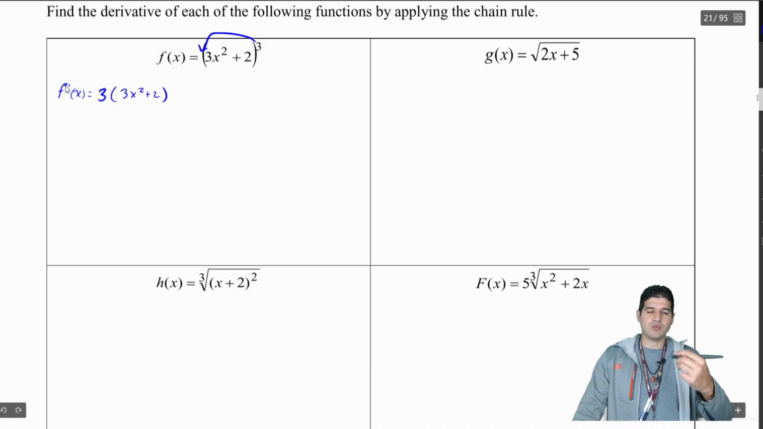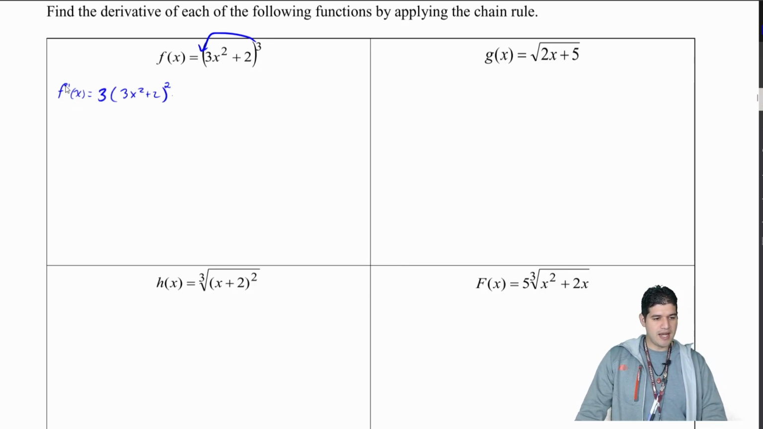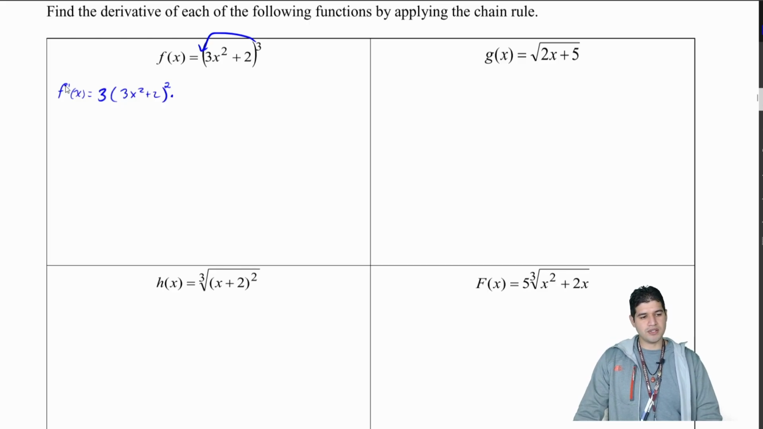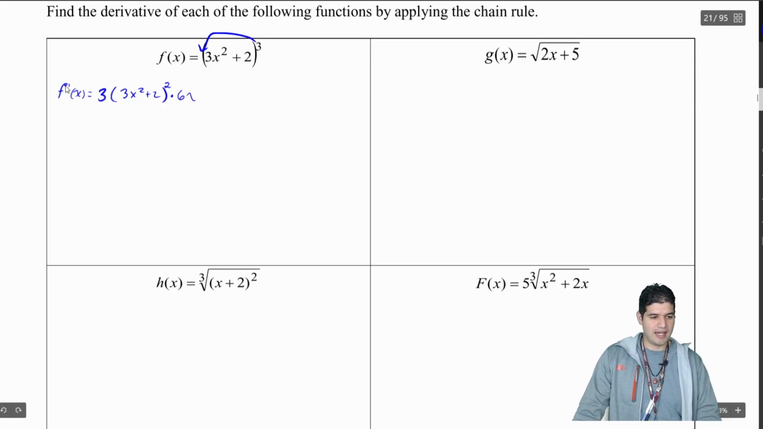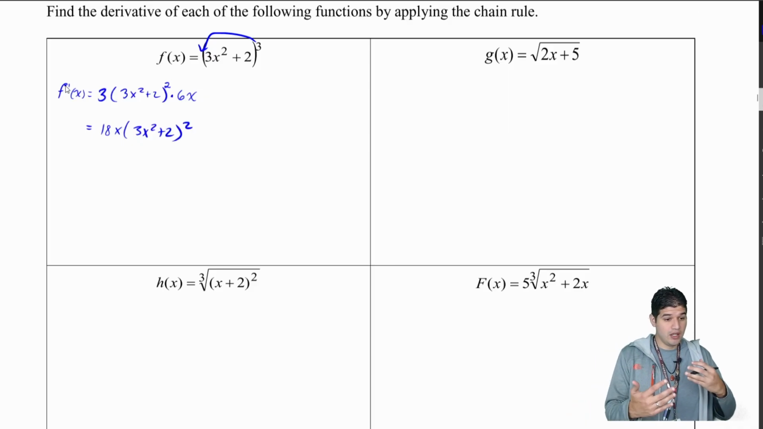And now I'm going to subtract 1 from the exponent. So that's going to be positive 2. But now I need to multiply this by the derivative of the inside. So 3x squared plus 2, that derivative is 6x. And now I can simplify f prime. So f prime is going to be 3 times 6x, that's going to be 18x, times 3x squared plus 2 to the second power. And that's going to be the end of that problem.